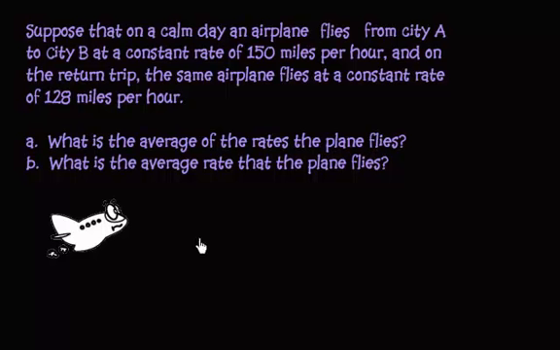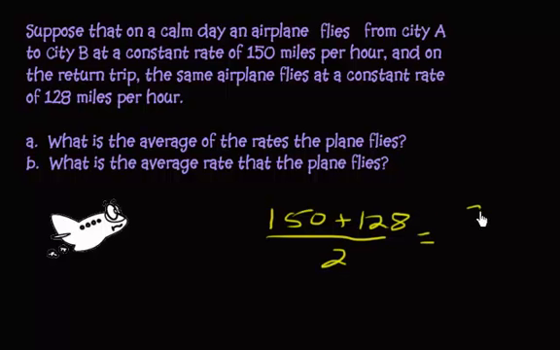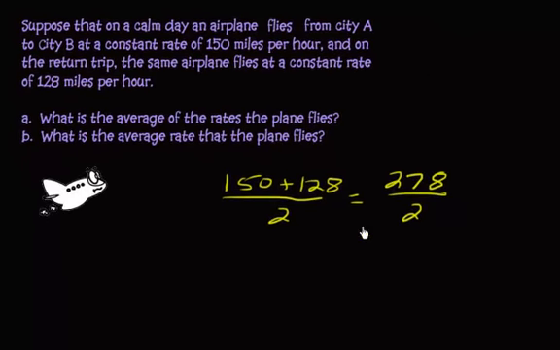So part A is just asking, what's the average between 150 and 128? And you just divide by 2. So here you're going to get 278 divided by 2, and that gets us 139 miles per hour. So that's the answer to A. Again, it's the average of the rates. When you have an average of two numbers, you just add the numbers and divide by the total.